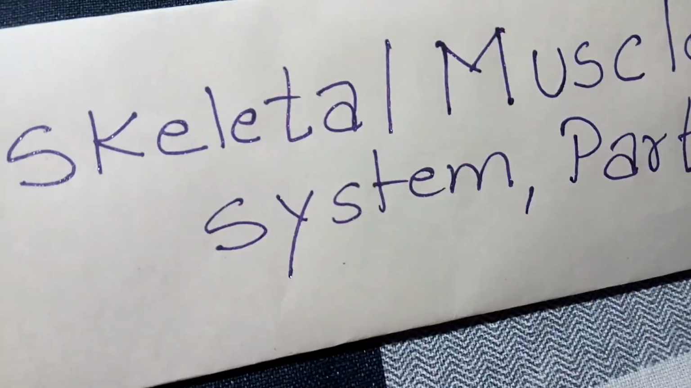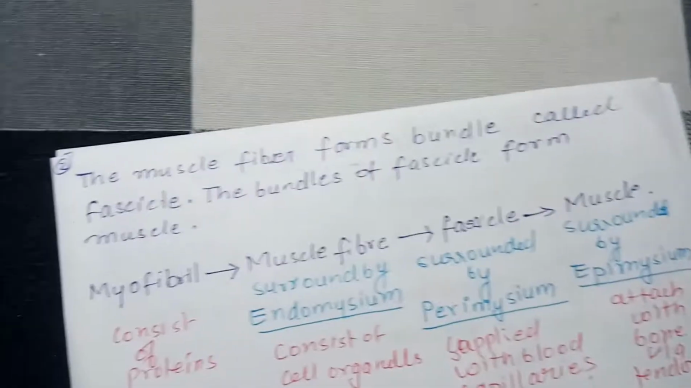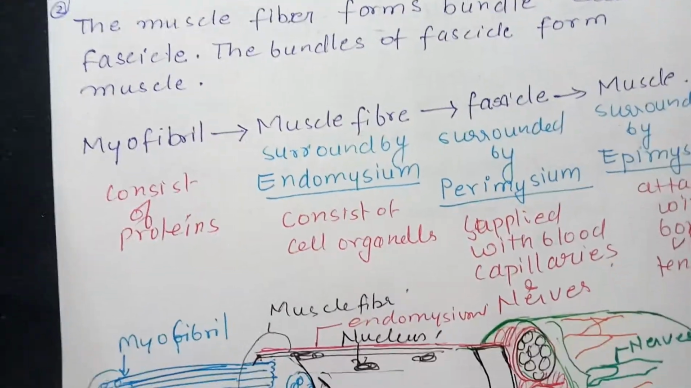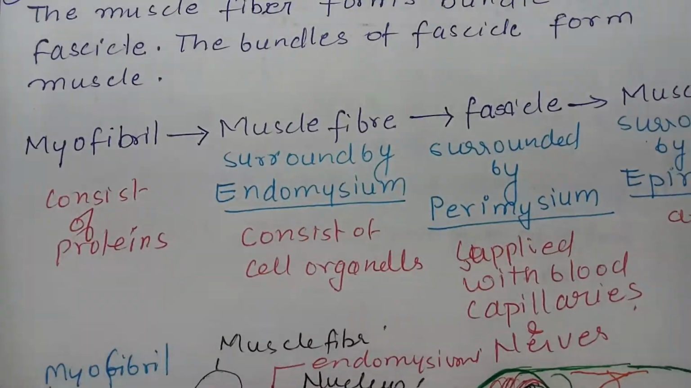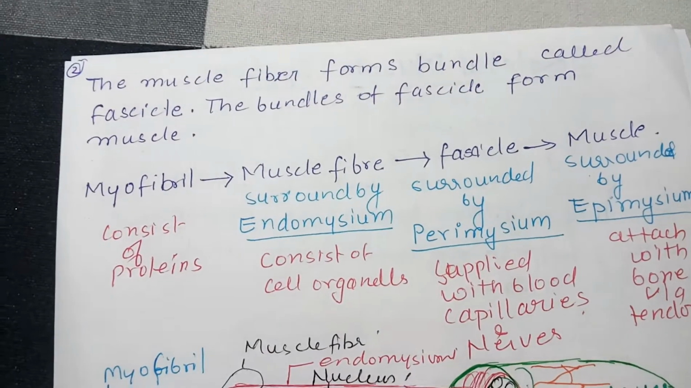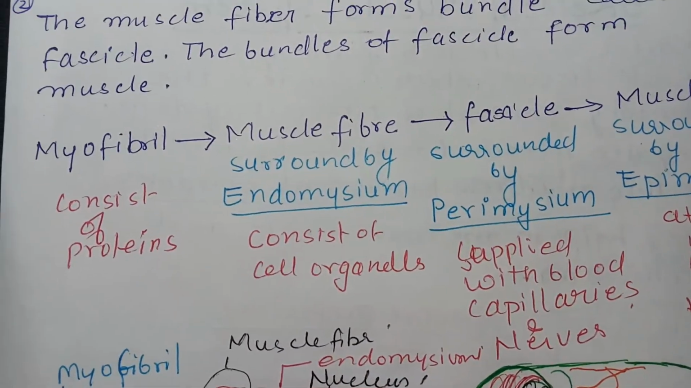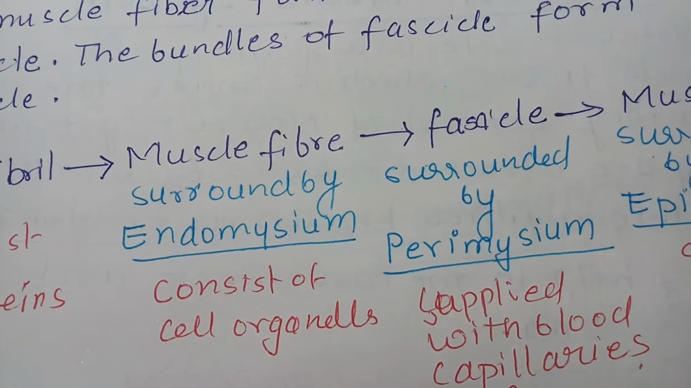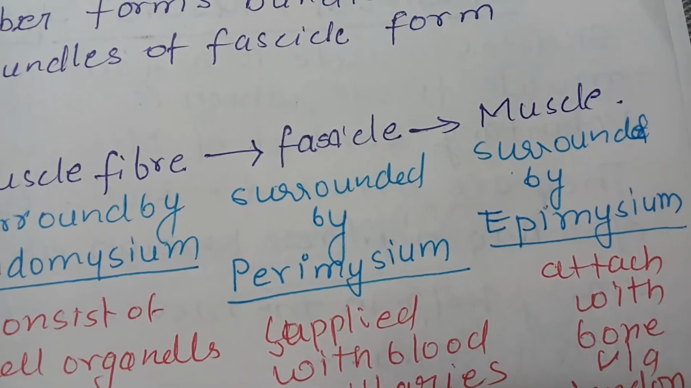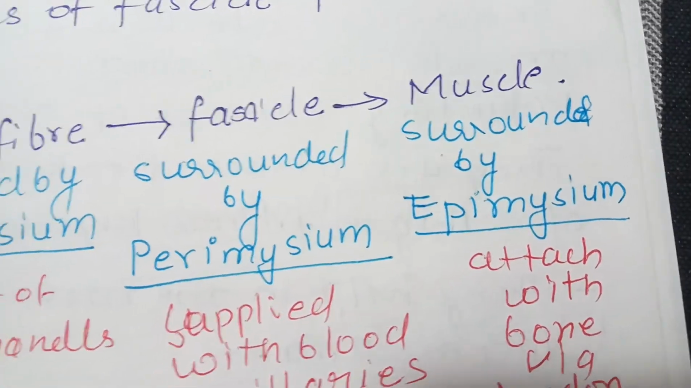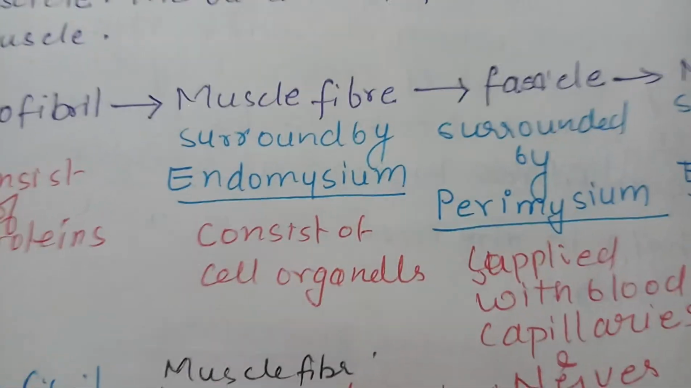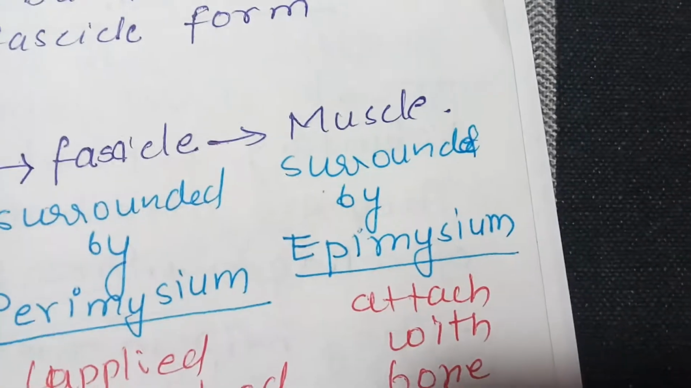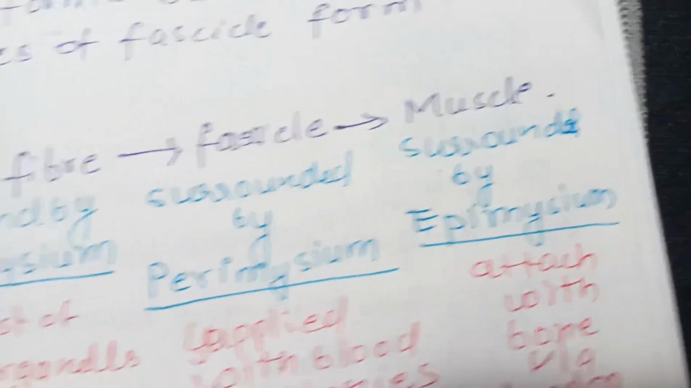Now the muscle fiber forms a bundle called a fascicle. The bundle of fascicles forms the muscle. Now look at the organization in order. Myofibrils group together to form a muscle fiber. Muscle fibers group together to form fascicle bundles, and they group together to form the muscle. Muscle fibers are surrounded by endomysium, fascicles by perimysium, and the muscle by epimysium.